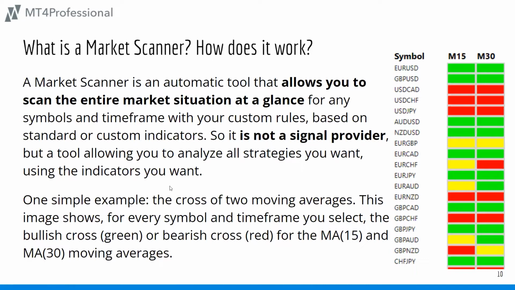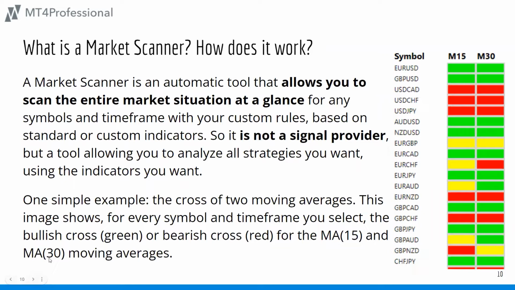A simple example is a cross of two moving averages. It can be simple, it can be exponential, it doesn't matter. But what we're looking for is a bullish cross, which we'll call green, where the fast moving average crosses over the slow, and a bearish cross, which we'll color red, where the fast moving average crosses under the slow.